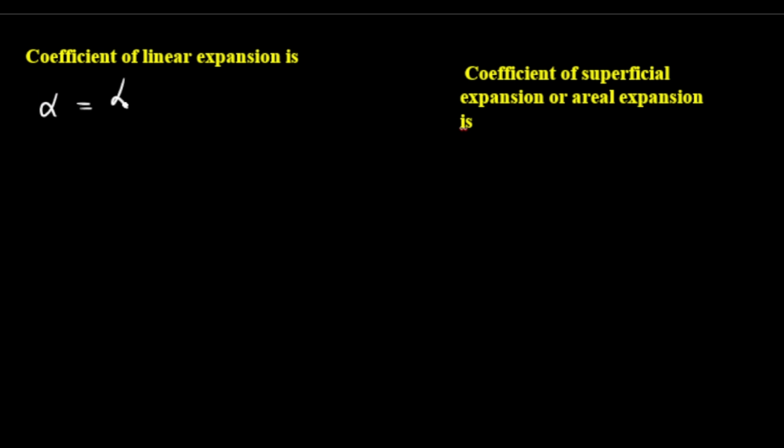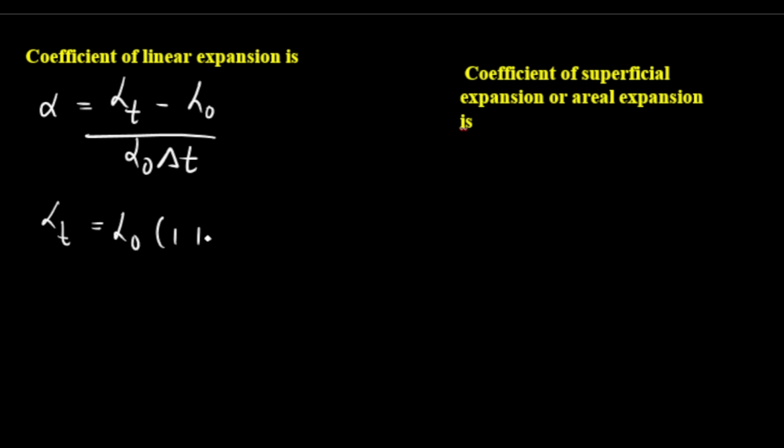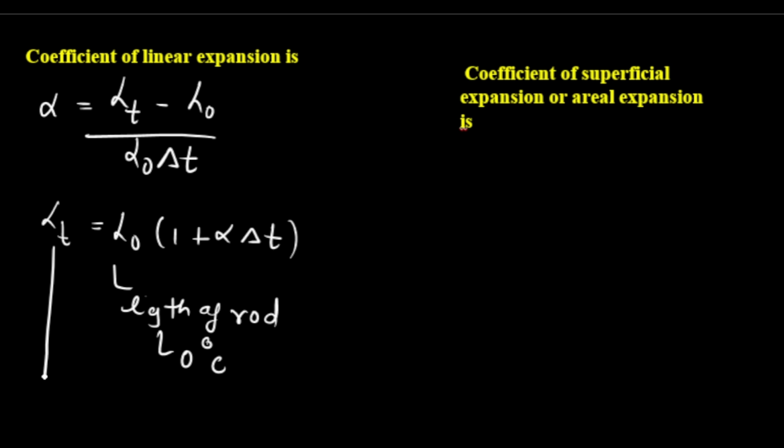Alpha is equal to (Lt - L naught) divided by L naught into change in T. So now here Lt is equal to L naught (1 + alpha into change in T). This is also easy to understand. L naught is the length of the rod at 0 degrees Celsius, and Lt is the length of the rod at T degrees Celsius. Change in T is the rise in temperature over here.